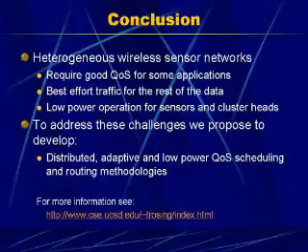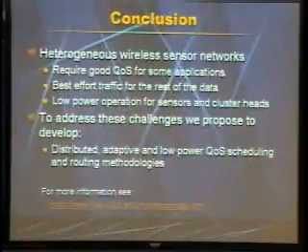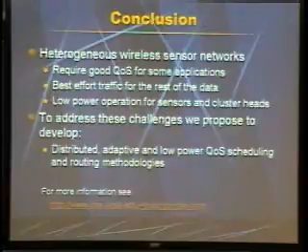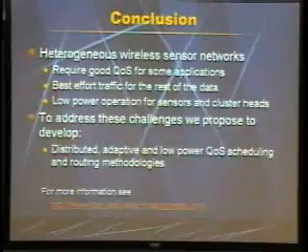So in conclusion, we are working on heterogeneous wireless sensor networks. We need good quality of service for some applications, not for all applications. We have best effort traffic for all the other data. The real key element is that we want as low power as possible. So as little communication and as much efficient processing locally, because a lot of times processing is cheaper and faster than communicating. To address that, we've proposed two joint approaches, scheduling coupled with QoS-aware routing, and we're currently working on designing that.